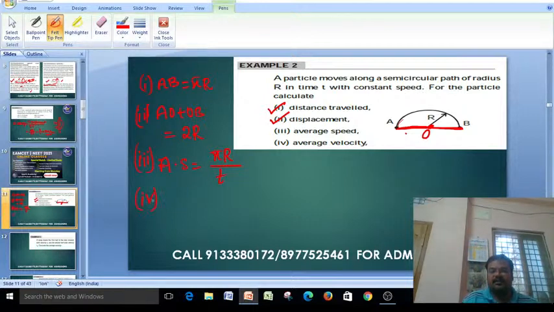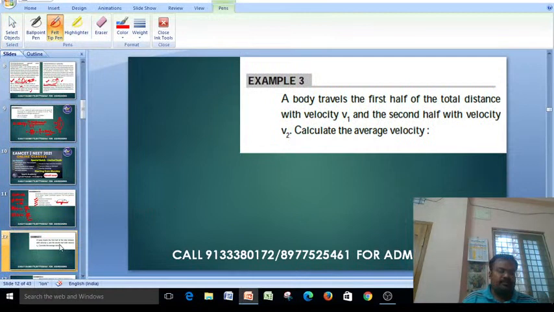Next, the fourth question I am solving. Average velocity is equal to total displacement divided by time taken. This is 2r divided by t. Right? Very small content, very small problem. Let us try to check it.